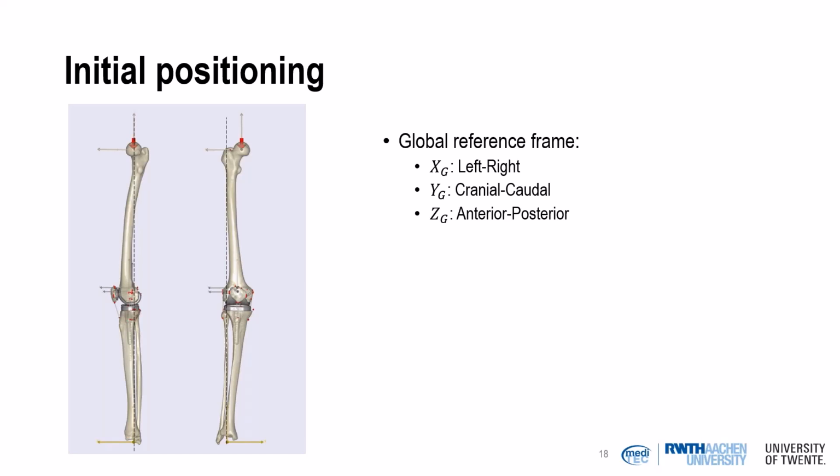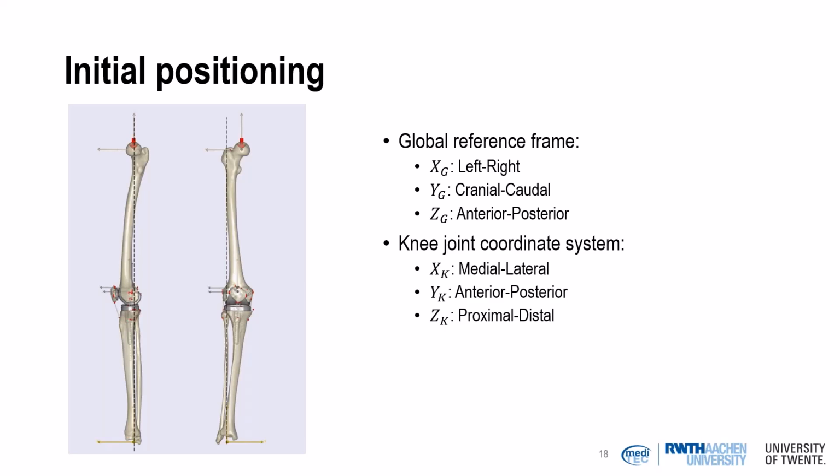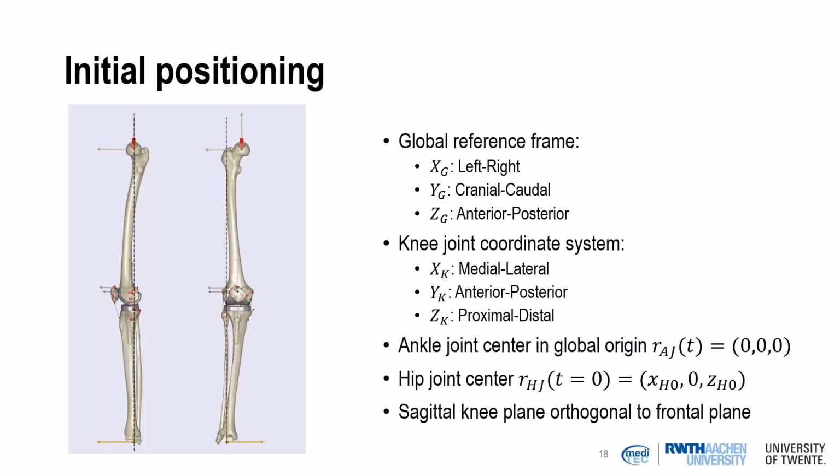So in the sagittal and frontal plane, let's assume we have a global reference frame where X is in left-right direction, Y points in cranial-caudal direction, and Z in anterior-posterior direction. And for the knee joint, we defined the coordinate system according to ISB recommendations. So X pointing in medial lateral direction, Y in anterior-posterior, and Z proximal distal. And then we forced the ankle joint center to be in the global origin, and the hip joint center in the initial positioning, so at time point 0.